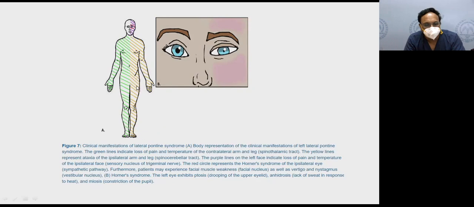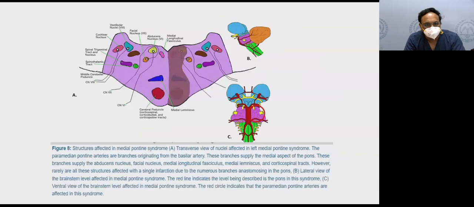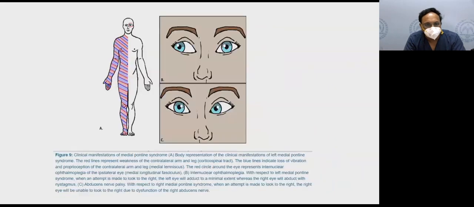If the sixth nerve is involved, we know it is the pons. If the seventh nerve is involved, it is in the pons. Based on nerve involvement, we can know the localization. Otherwise, the tracts are the same. This is the medial pontine syndrome, and it is almost the same thing.